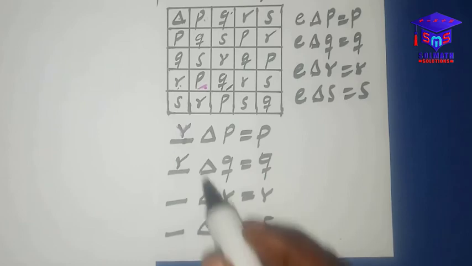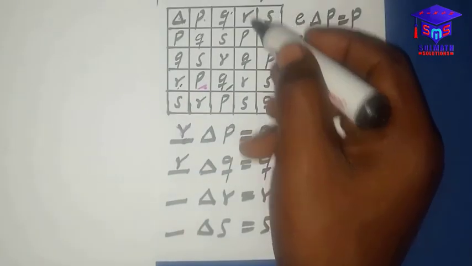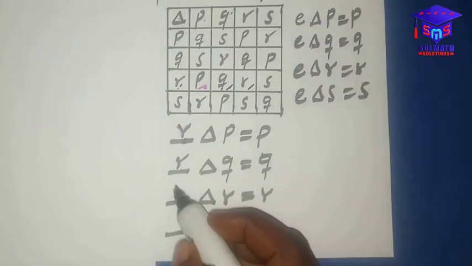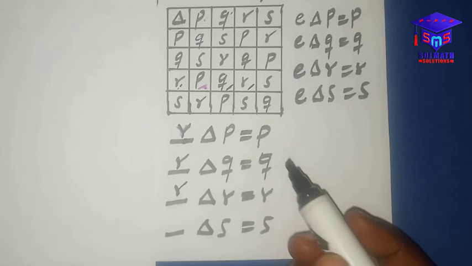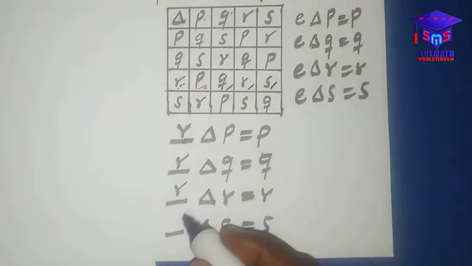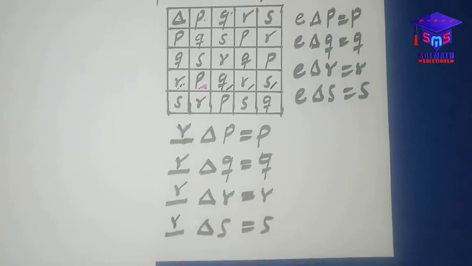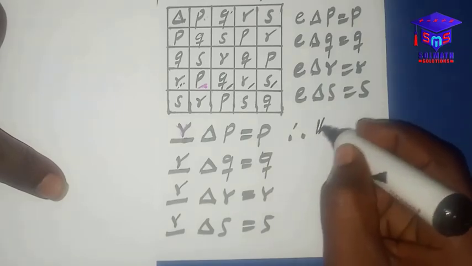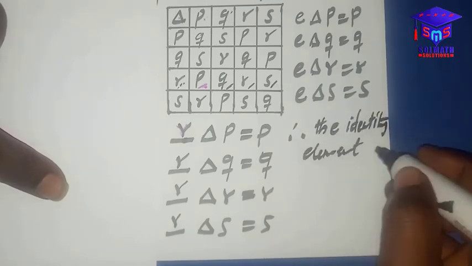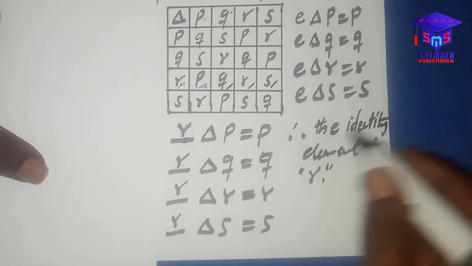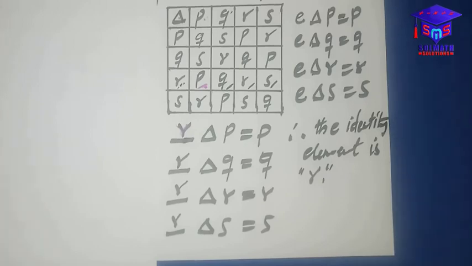Now when you come here, you see that R operation R gives us R. So this one is R. And then the last one, R operation S gives us S. So this one is R. See that? Good. So therefore, the identity element is R.